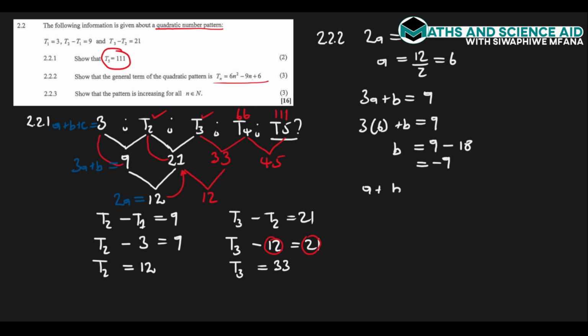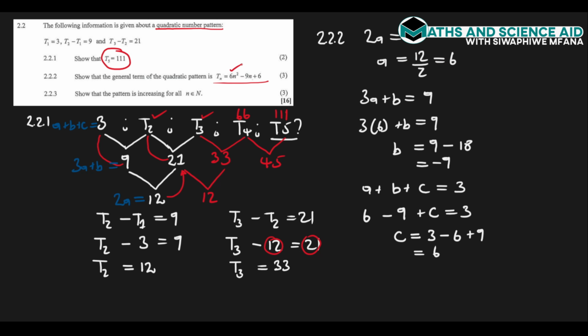Lastly, to work out the last constant, here is our equation. And we have already worked out that a is equal to 6 and b is equal to negative 9. So we are only left with c. If we solve for c here, we have 3. And then we transpose 6 to this side, and we also transpose negative 9 to this side. So 3 minus 6 is negative 3, plus 9, that is equal to positive 6. And as you can see, these values all match the general term that we are trying to prove.